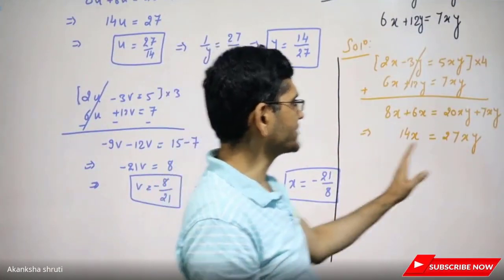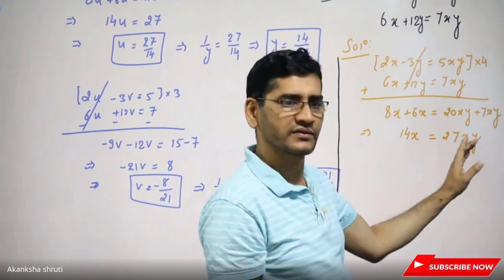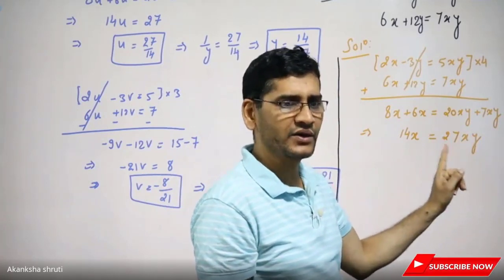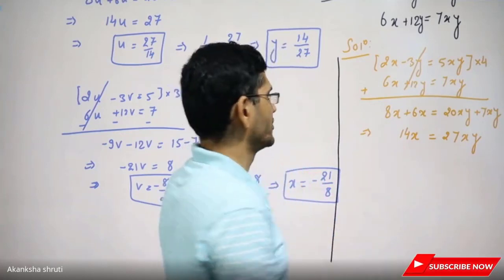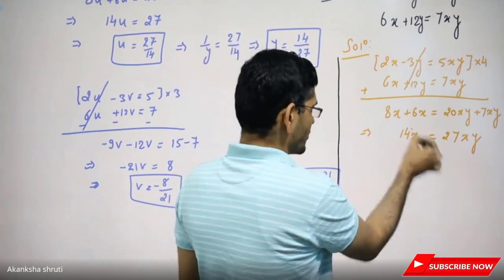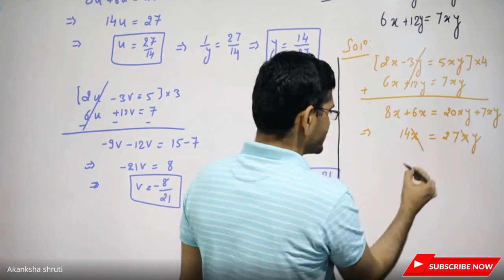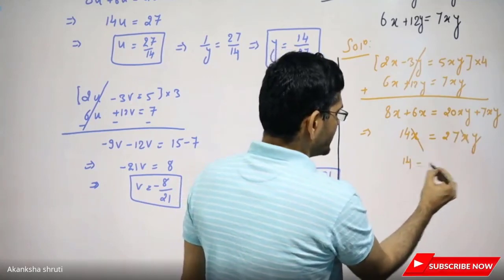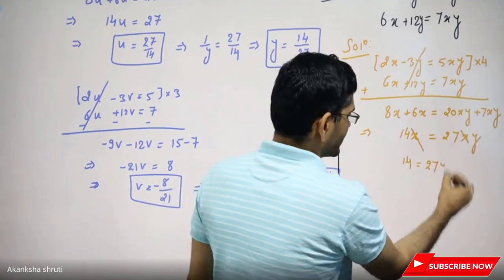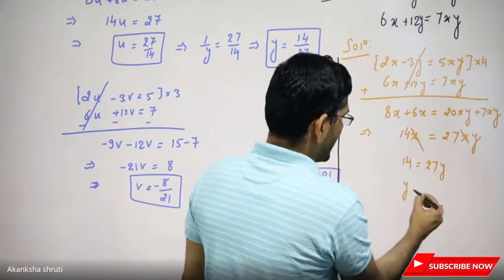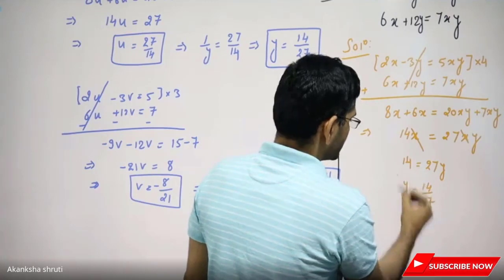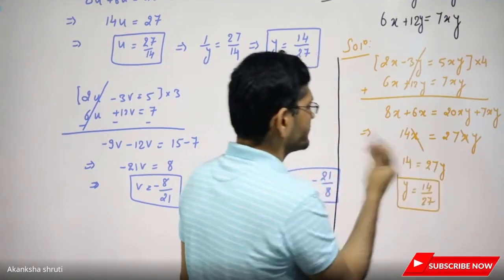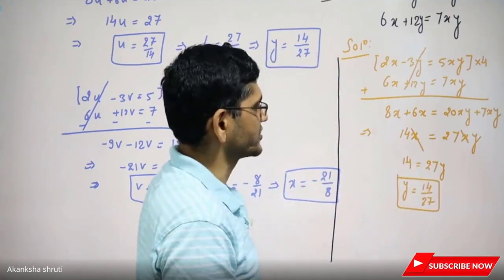We have the x on both the sides. This x can be cancelled provided the value of x is not 0. So here you can leave this or cancel this x and x. It becomes 14 is equals to 27y. So the value of y is 14 by 27. This way the y we have calculated in just one step.